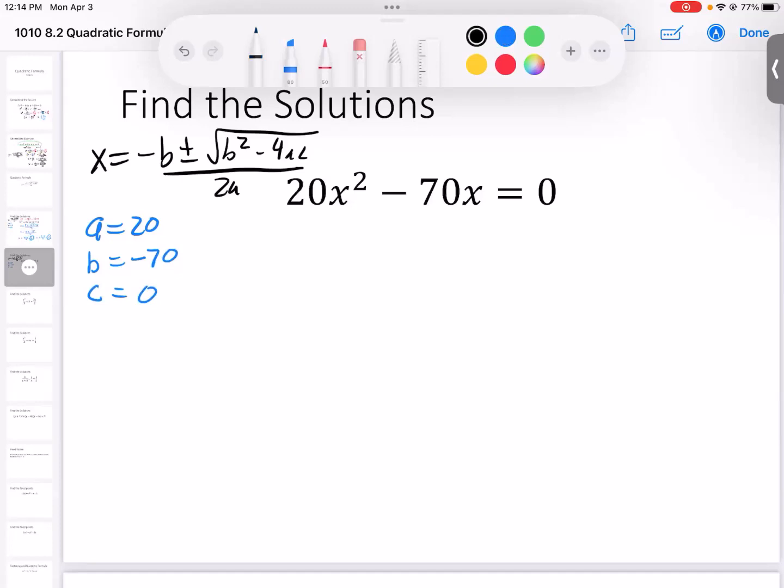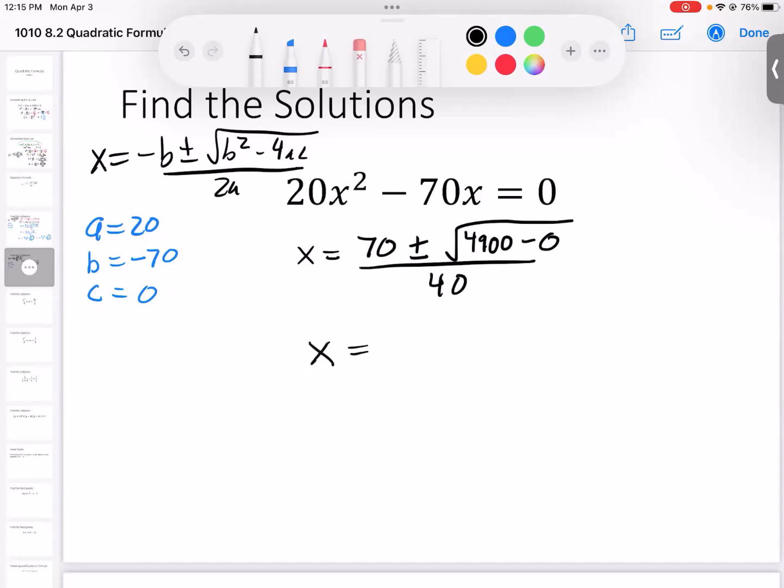Perfect. Okay. So my solution is going to be x equals negative 70, which is positive 70. Then plus or minus the square root of b squared. So negative 70 squared, I think, is going to be 4,900, because 7 times 7 is 49 with 2 zeros after it. And then I have negative 4 times a times c. So negative 4 times a is negative 80. But when I multiply by c, I just get 0. So this is going to be minus 0 all over 2 times a, which is 40. So when I simplify this, the square root of 4,900 is 70. And so I get 70 plus or minus this 70 divided by 40.